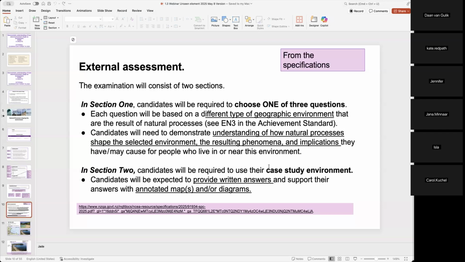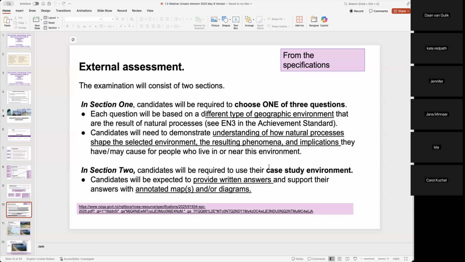And they're going to demonstrate an understanding about how the natural processes work within that environment, how they might create phenomena, and the implications that they might have for the people who live there. And then in section 2, it's written answers about your case study environment. So this is where we're looking for students to demonstrate their knowledge and specific understanding about the place you have studied, the environment you have studied, and the processes that are operating to shape that environment.